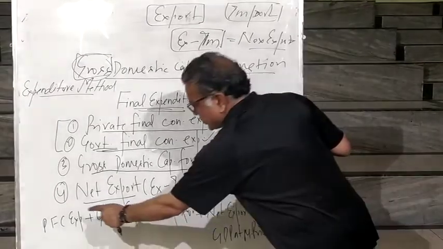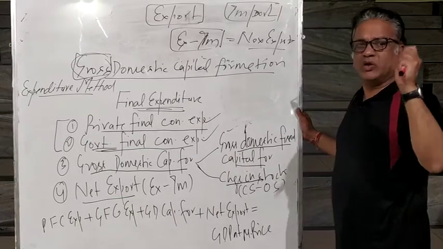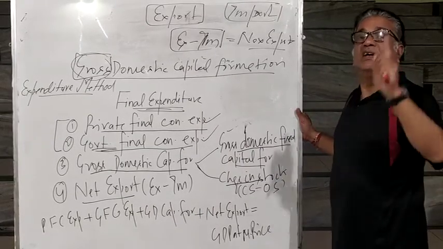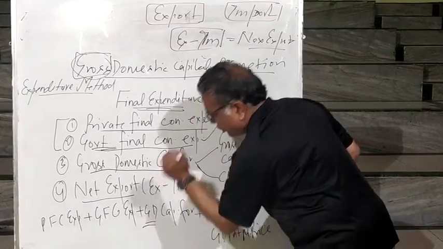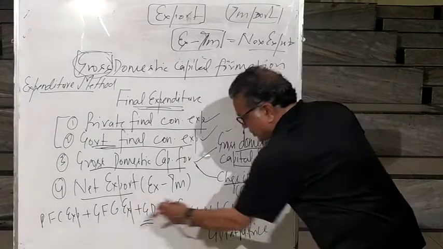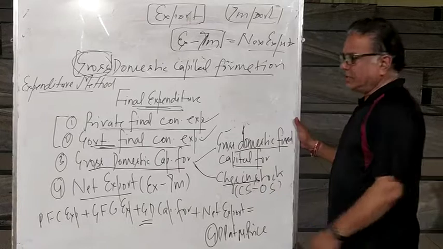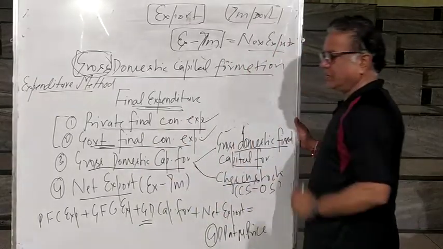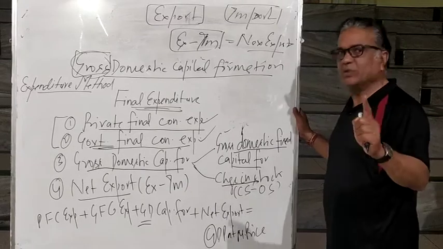Now the question is, while adding these four components, was depreciation included or not? The answer is yes. Where? Here, in gross domestic. When I say gross, it means depreciation is added. So when depreciation is added, what will you call it? Gross. These are all goods and services. Sorry, it is not all. What will it be? Final goods and services.